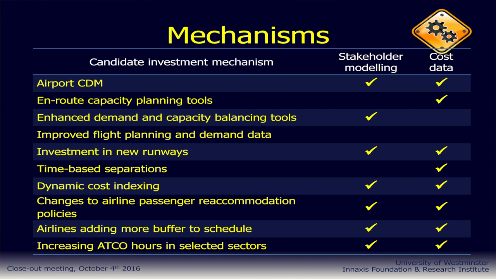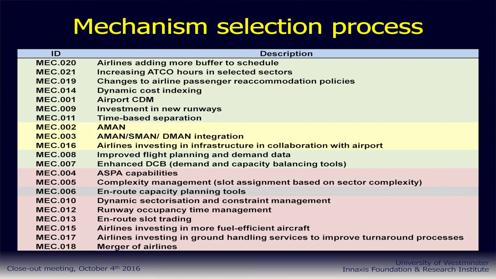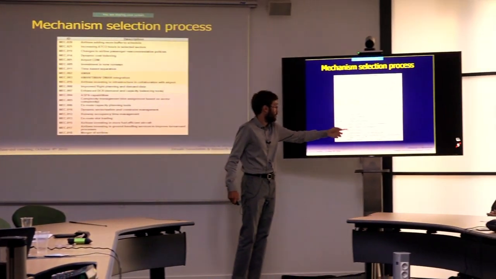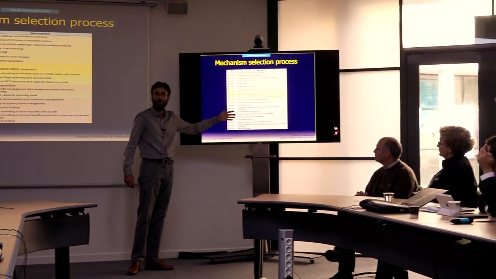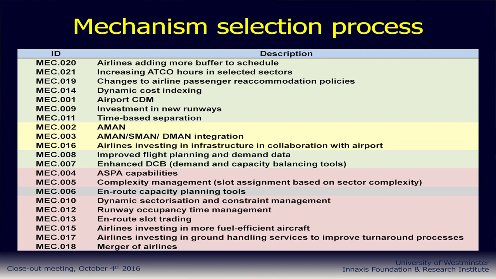So you can see we have airport CDM, but we consider also en route capacity planning tools, enhanced demand capacity balancing tool, improved flight planning, investment in new runways, time-based separations, and so on. Also, this is the list of different mechanisms. These are all the different ones we were considering, like even from en route slot trading or runway occupancy time and so on.